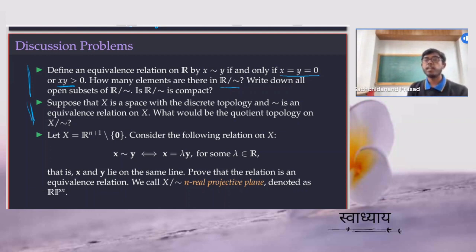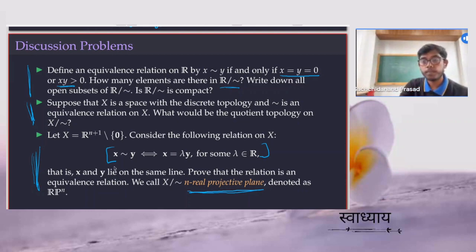And then the second one is, if X is discrete, then what would be the quotient topology? And the third one is something that we will be discussing in the next session. That's called the real projective plane. So I've given you one construction, and we will be discussing more constructions.